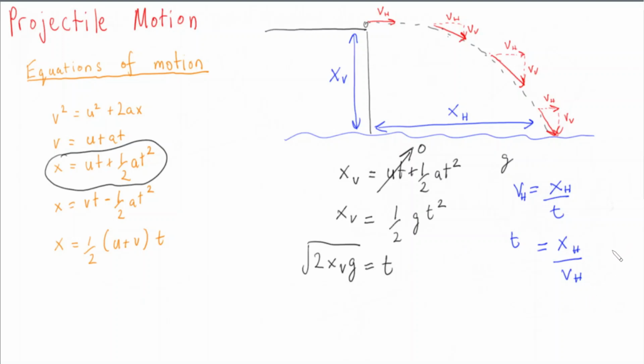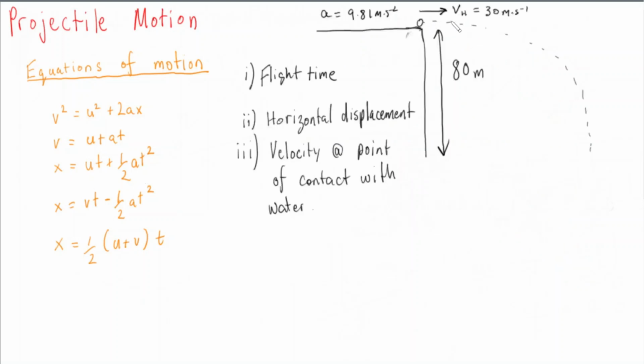So let's go ahead and actually attempt a question. So, let's say we have a ball that's launched horizontally off a cliff. And let's say this cliff is 80 meters high, and this ball here is launched at 30 meters per second, and we've got the force of gravity that's causing an acceleration downwards of 9.81 meters per second squared. And let's say we wanted to find out the following things. Let's say we wanted to find out the flight time, the horizontal displacement, which I'll label here as xh, and the velocity at the point of contact with the water.